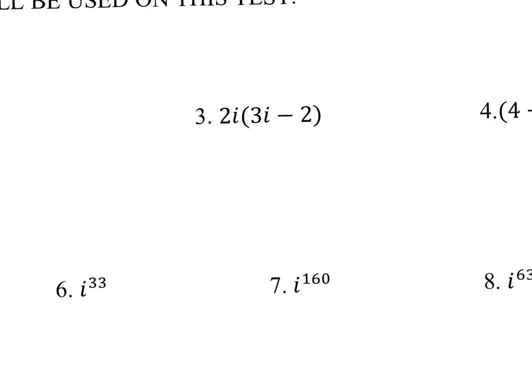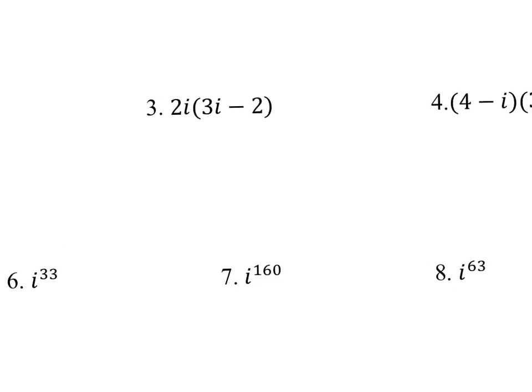If I look at number 3, I'm going to distribute, so I have 6i squared minus 4i. When you're dealing with imaginary numbers, you have to remember the pattern of i squared, i cubed, and i to the 4th, because you can never leave an exponent on an imaginary number. If you leave an exponent on an imaginary number, it's going to be wrong, so you need to be careful.